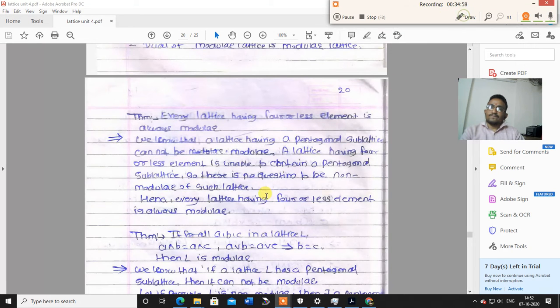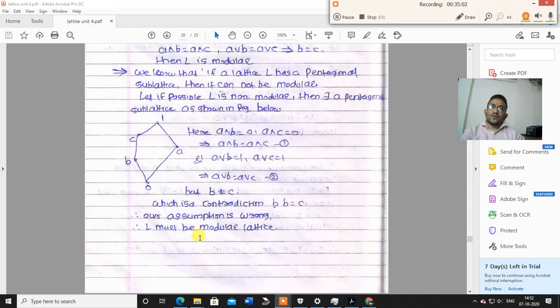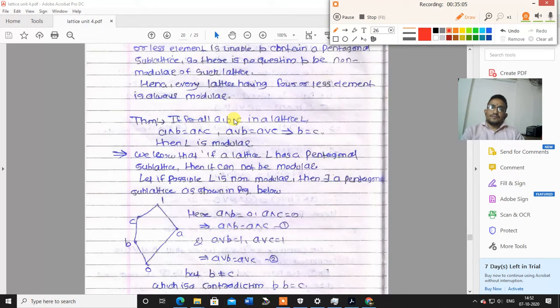So let me take another theorem. If for all elements A, B, C in lattice L, A meet B is equal to A meet C and A join B is equal to A join C gives B is equal to C, then the lattice is modular. जर आपल्याकडे एखादा lattice असेल आणि हा lattice this given condition satisfy करत असेल, तर आपल्याला show करायचं आहे की this lattice must be a modular lattice.